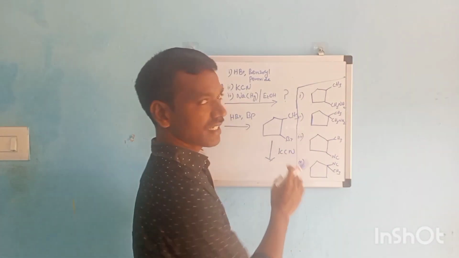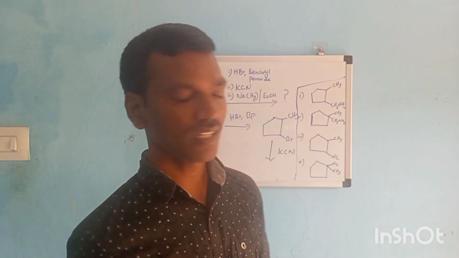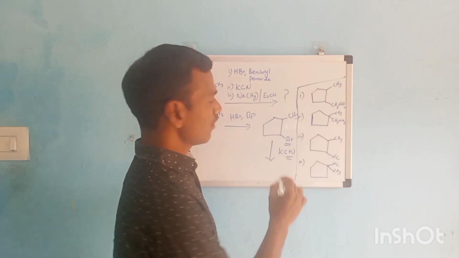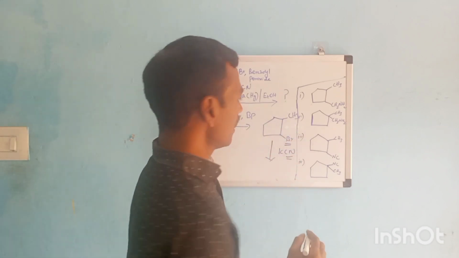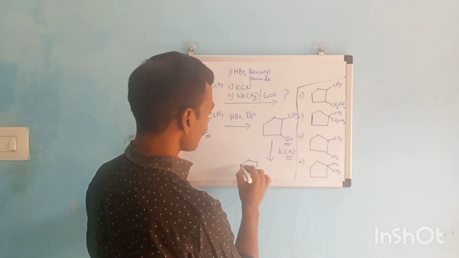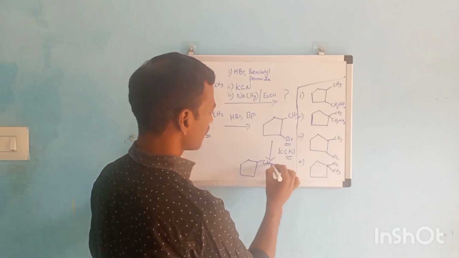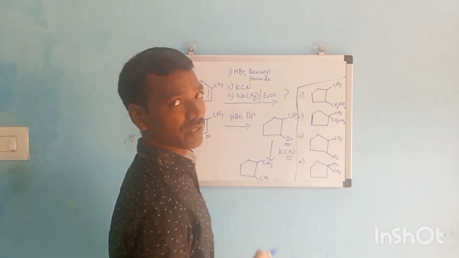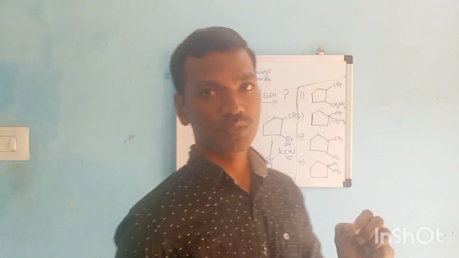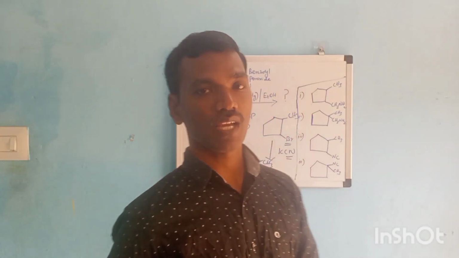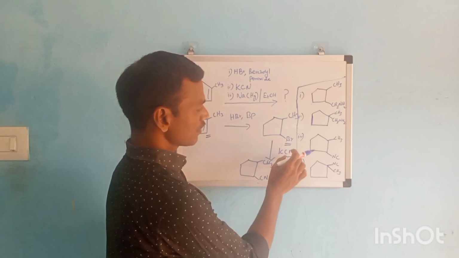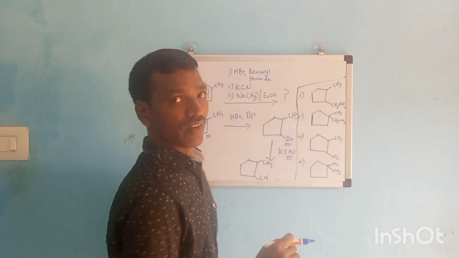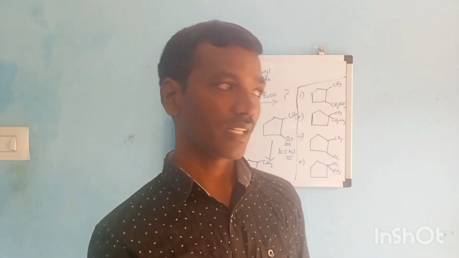In potassium cyanide, the cyanide ion is a good nucleophile, so it readily replaces the bromide atom on the cyclopentane ring to form 1-cyano-2-methyl cyclopentane via a nucleophilic substitution reaction, particularly an SN2 reaction. So in the second step, the cyanide ion replaces the bromide atom on the cyclic ring via SN2 substitution.